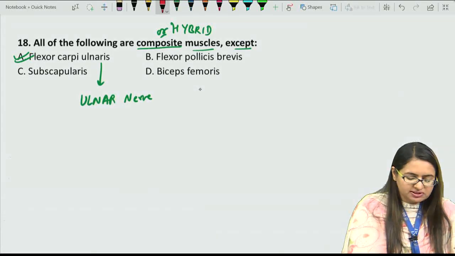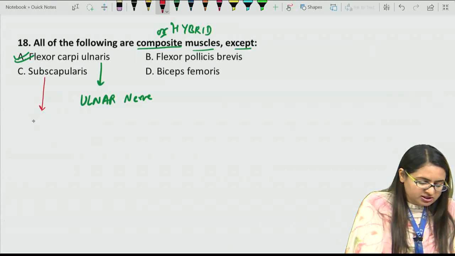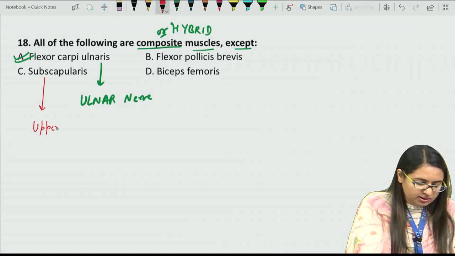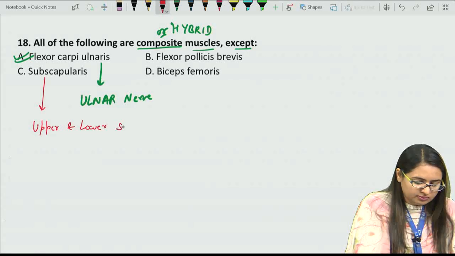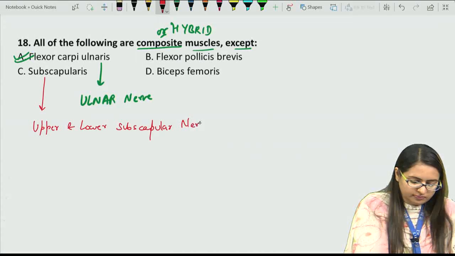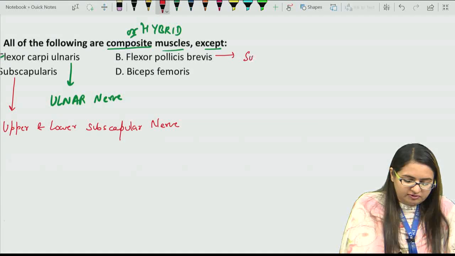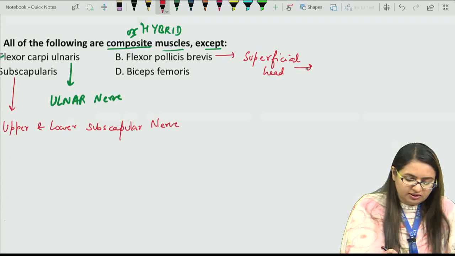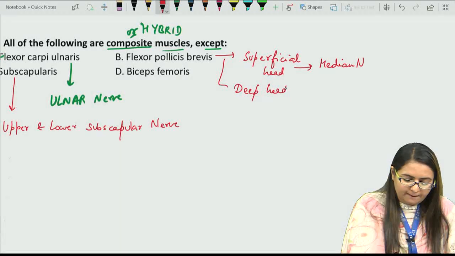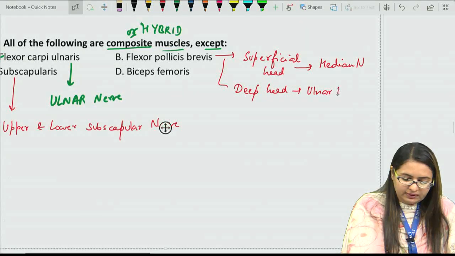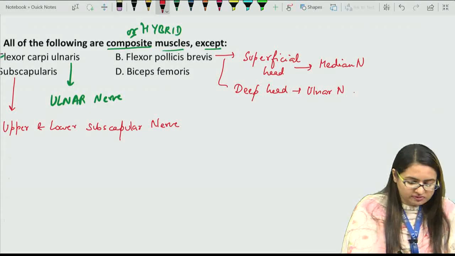If we talk about the rest of the muscles, subscapularis is supplied by two nerves, that is the upper and lower subscapular nerves. Then for the flexor pollicis brevis, the superficial head is supplied by a different nerve and the deep head is supplied by a different nerve. The superficial head is supplied by the median nerve and the deep head is supplied by the ulnar nerve. So therefore this muscle also has a dual nerve supply.